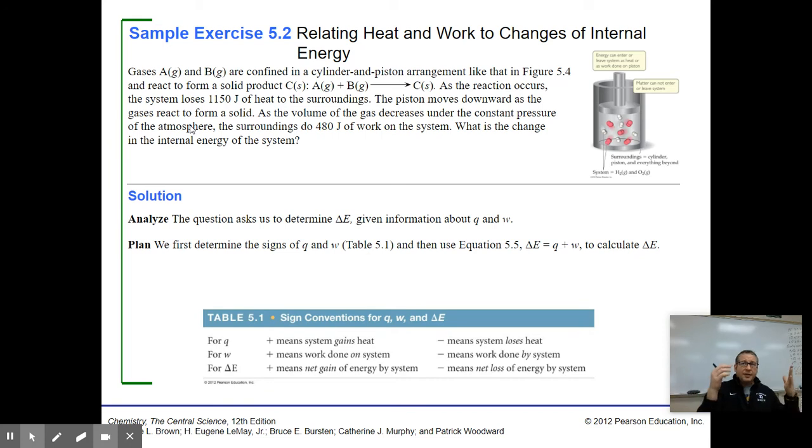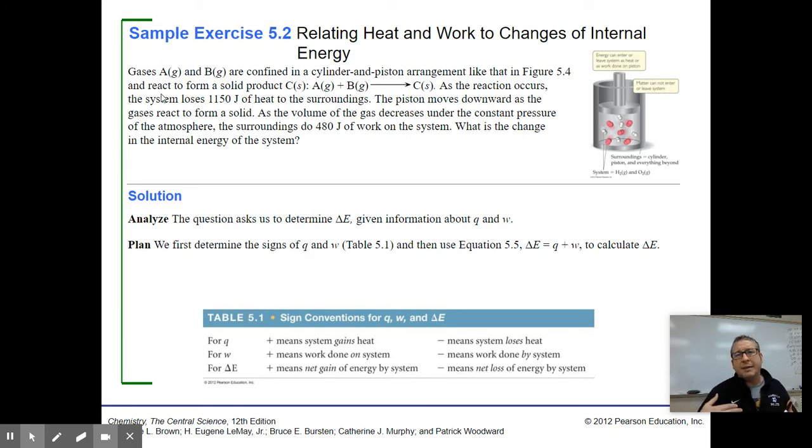So let's first figure out what values we're given, who they belong to, and what signs they need, okay? Again, we're using the very basic equation delta E is equal to Q plus W. First, we're given that as the reaction occurs, the system loses 1150 joules of heat to the surroundings. So the system loses heat.